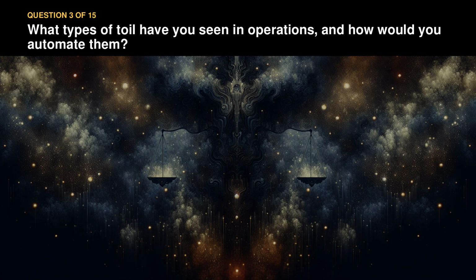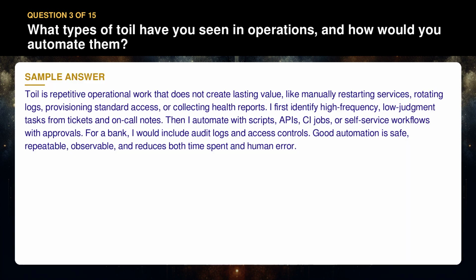Question 3. What types of toil have you seen in operations, and how would you automate them? Toil is repetitive operational work that does not create lasting value, like manually restarting services, rotating logs, provisioning standard access, or collecting health reports. I first identify high-frequency, low-judgment tasks from tickets and on-call notes.